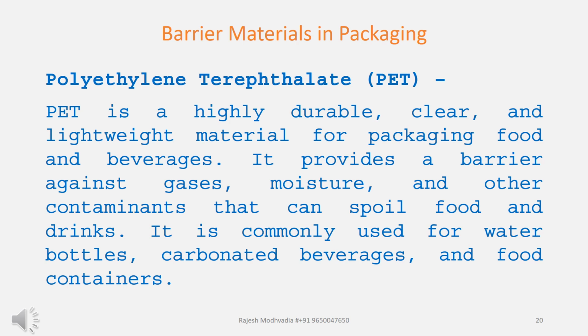Now let's go through some substrates which are used as barrier materials in packaging. Polyethylene terephthalate, popularly known as PET. PET is a highly durable, clear, and lightweight material for packaging food and beverages. It provides a barrier against gases, moisture, and other contaminants that can spoil food and drinks. It is commonly used for water bottles, carbonated beverages, and food containers.